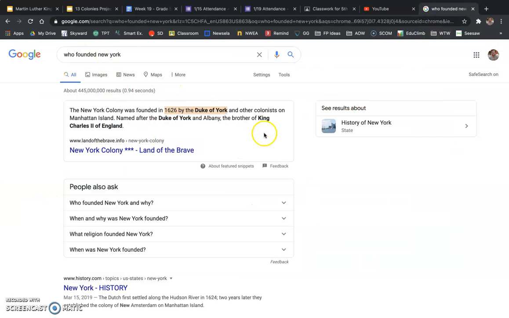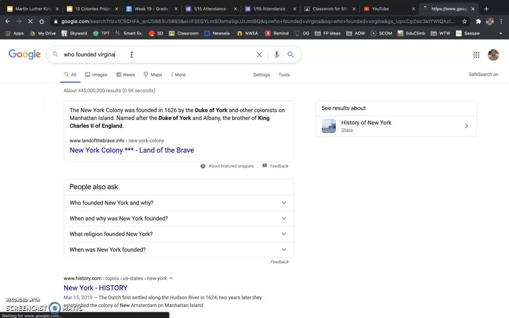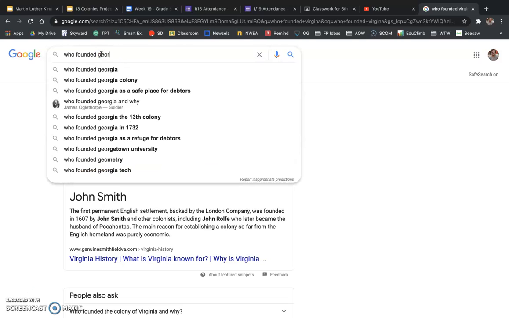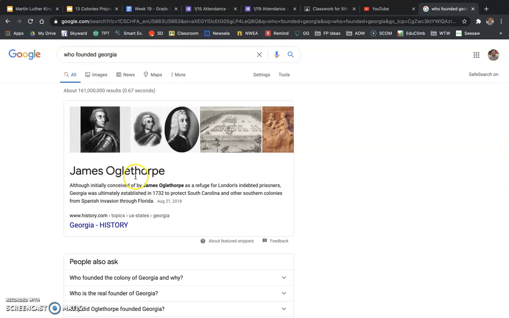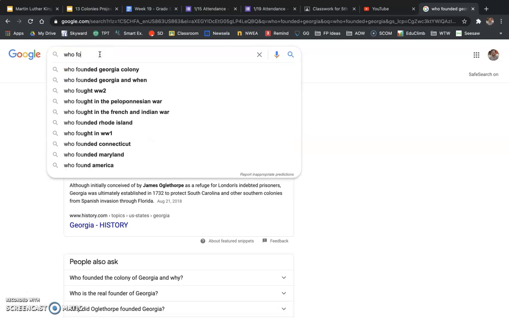Who founded New York? All right, so say you're somebody who decided instead of New York, you did Virginia. Who founded Virginia? John Smith. It was founded by John Smith in 1607. Interesting. Okay, let's say Georgia. There's somebody who picked Georgia. James Oglethorpe in 1732. Okay, so depending on what your colony is, you can say who founded blank, and you'll be able to find that answer.